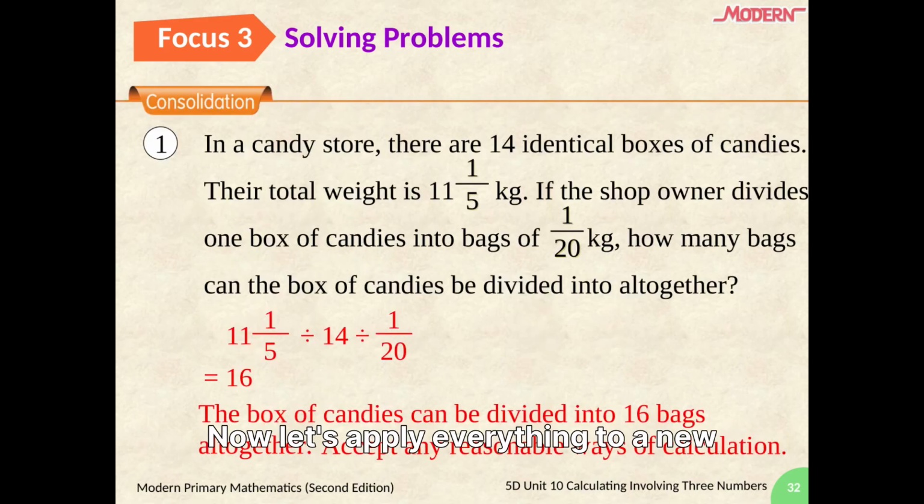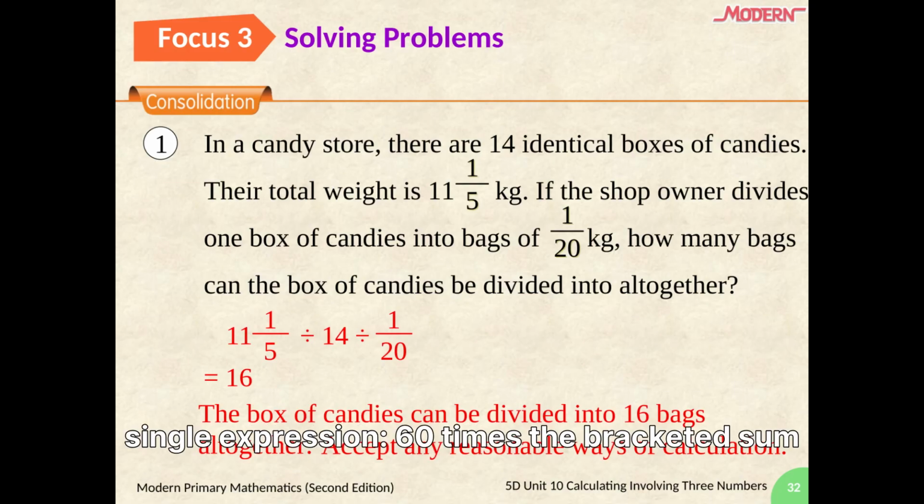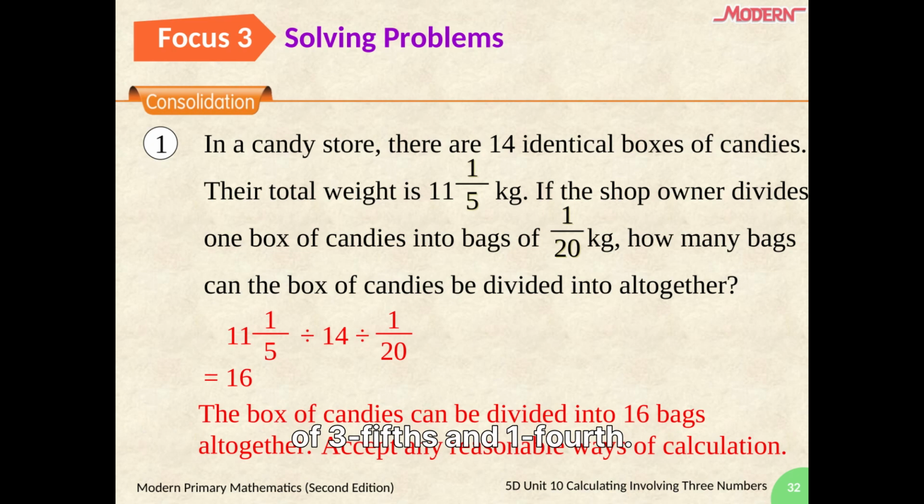Now let's apply everything to a new consolidation exercise on page 67. We have a box of 60 stationery items. 3/5 are pencils and 1/4 are pens. Question 1 asks, how many pencils and pens are there altogether? This is our addition practice. The thinking way is to use a single expression. 60 times the bracketed sum of 3/5 and 1/4.